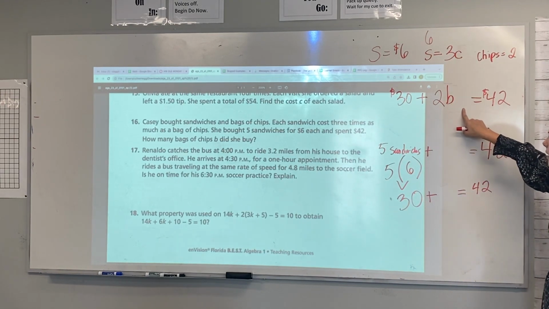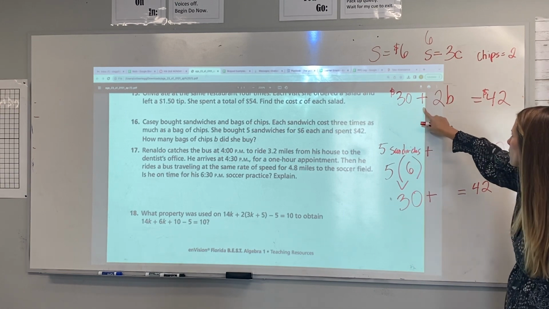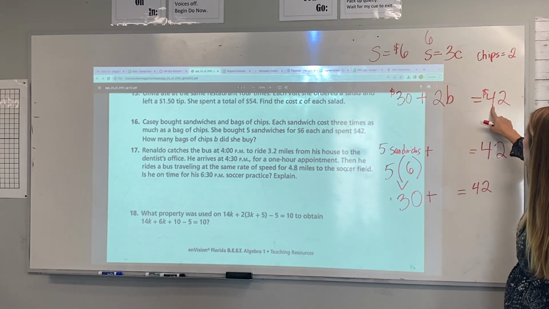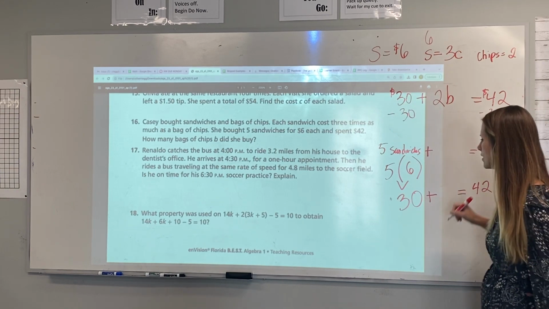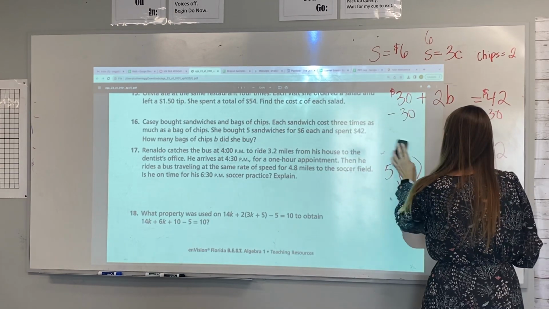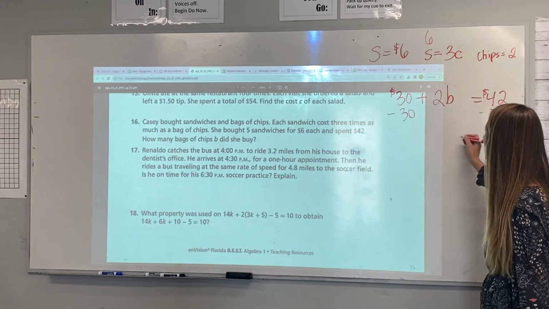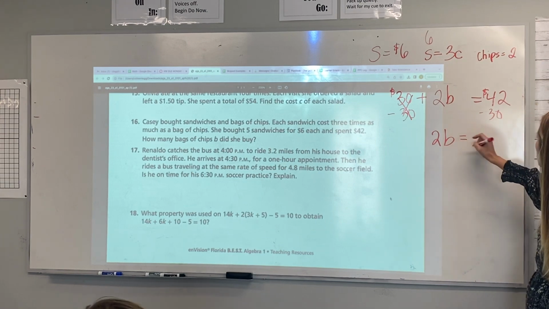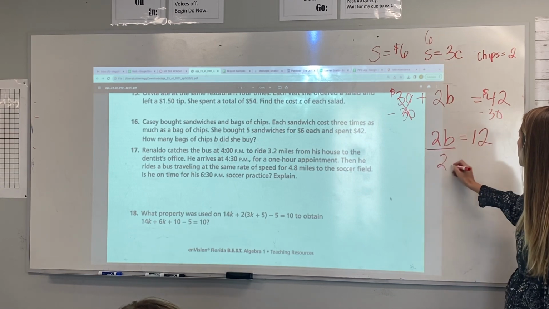Did anybody set up the equation like this? I set it up in my head and did the math. Okay, let's see if your answer is correct. $30 plus the total price of the bags of chips equals $42. Subtract 30 on both sides. And then we get 2 times the number of bags of chips equals 12. Divide by 2 on both sides.